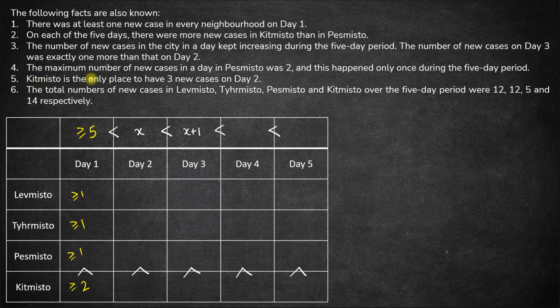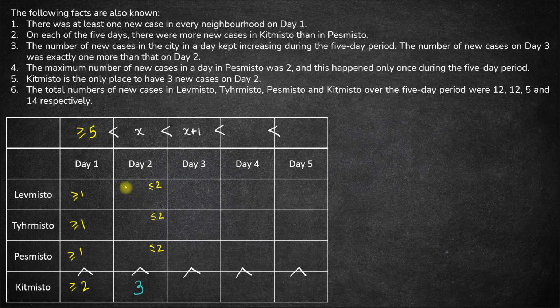Next, K is the only place to have 3 new cases on day 2. Okay, cool. On day 2, K had 3 new cases, and K is the only place to have 3 new cases. That means all other places will have less than or equal to 2 cases on day 2.